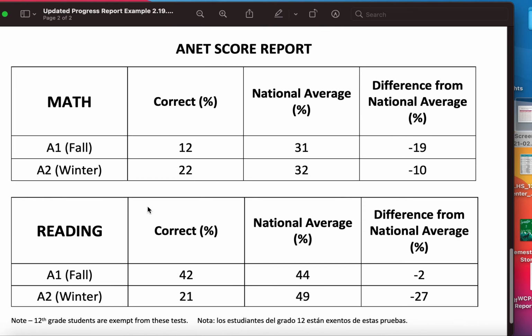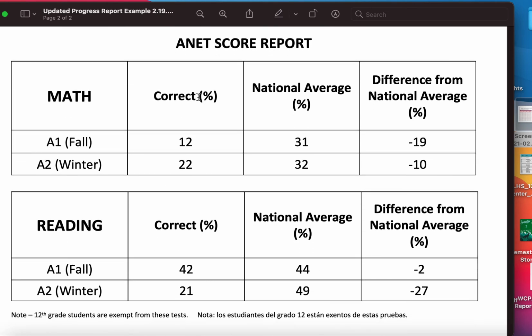The next thing we're going to talk about is the ANET score report. And so this is our other benchmark assessment that we take after a certain amount of teaching has happened. Of note, 12th grade students do not take the ANET. So this is just our 9th through 11th grade students. So if we're looking, you can see fall and winter again for both math and reading. You can see what they got.